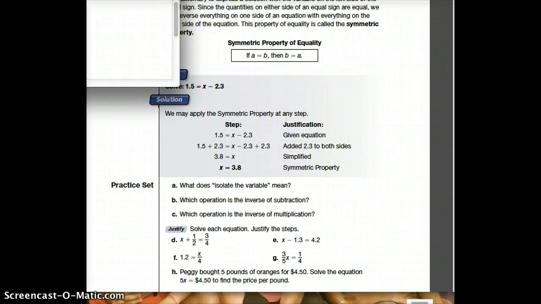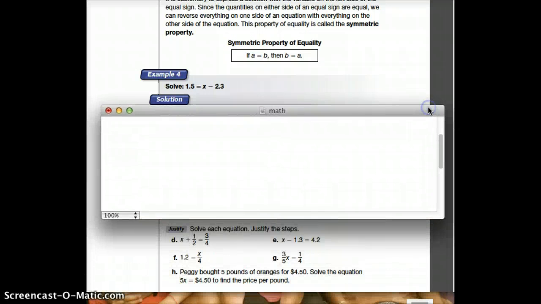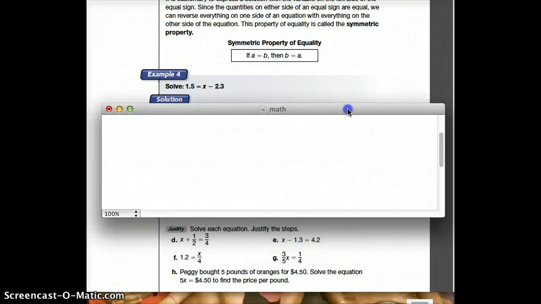Okay. And example 4. All right, example 4, our last example, I believe, and then we have our practice set. Okay, so we have 1.5 is equal to x minus 2.3. This time that x is on the right side. You want to get the x by itself, or isolate it. So you want to move this negative 2.3 to the other side.